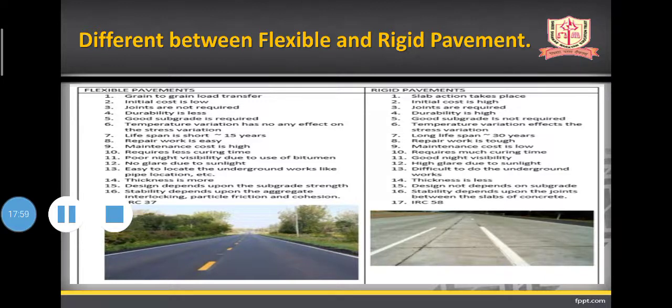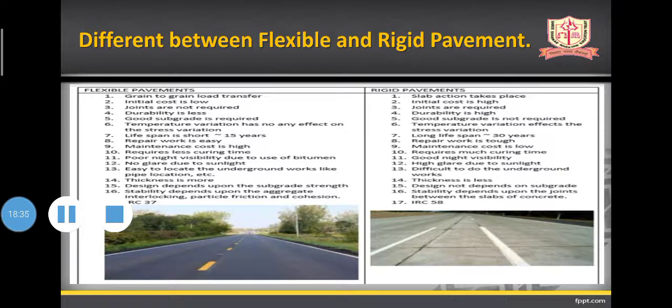Then initial cost: in flexible pavement the initial cost is low, in rigid pavement the initial cost is high. If we are going for flexible pavement, obviously the material we are choosing is of low cost, so the initial cost is going to be low. But if we go for rigid pavement, that is a cement concrete pavement, the initial cost is high. If you want to construct it, the material and the equipment are costly, so the initial cost is high.